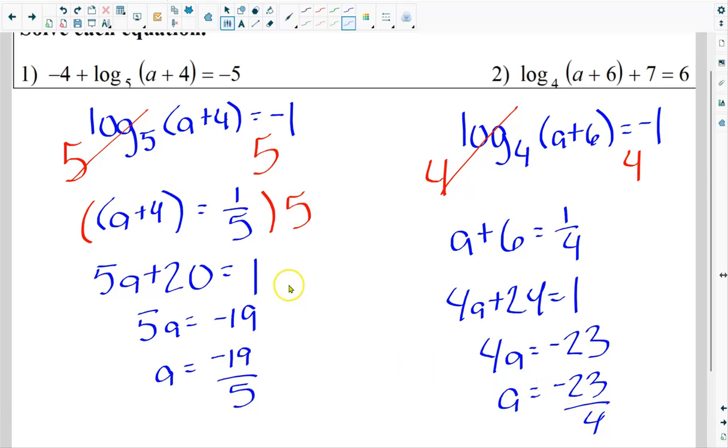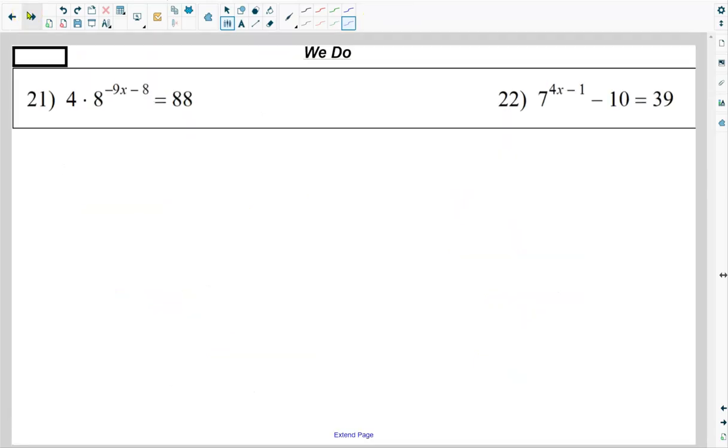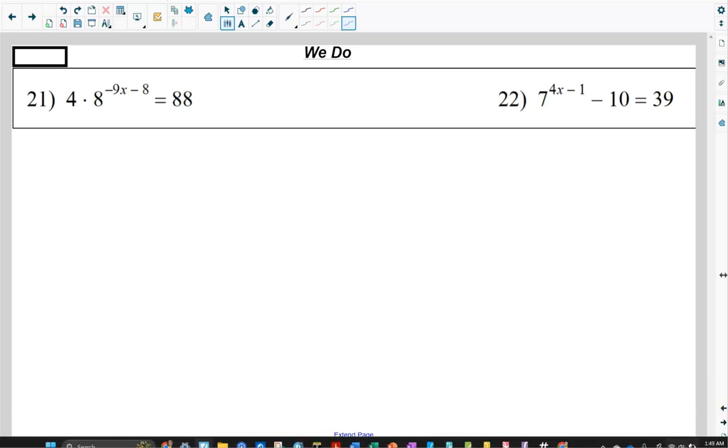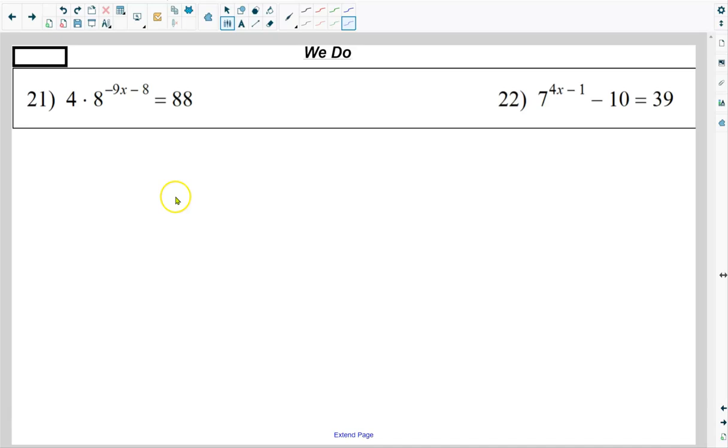We'll probably have to do some more in class, that's fine. Let's at least get your eyes exposed. Now, we have this situation. Before my battery dies, we've got number 21. Same thing. We want to go ahead and clean up everything and leave that exponential portion by itself. So we're going to divide by 4.